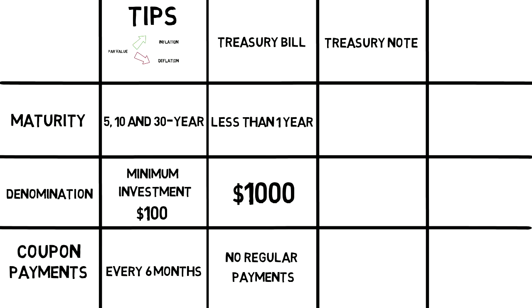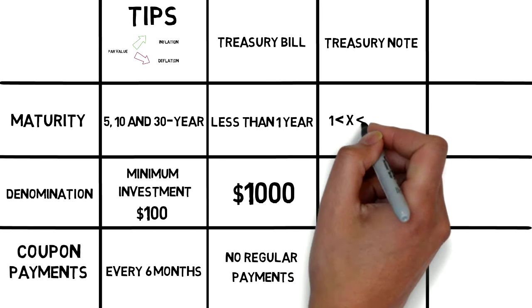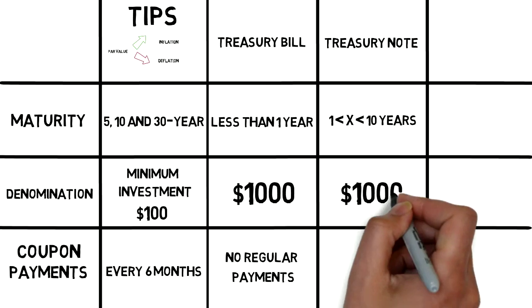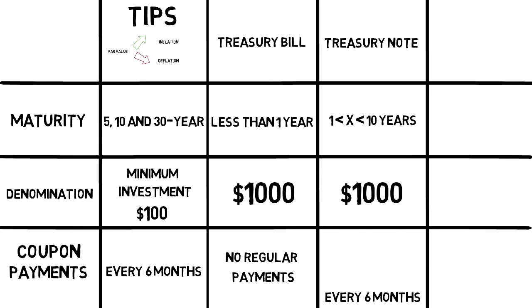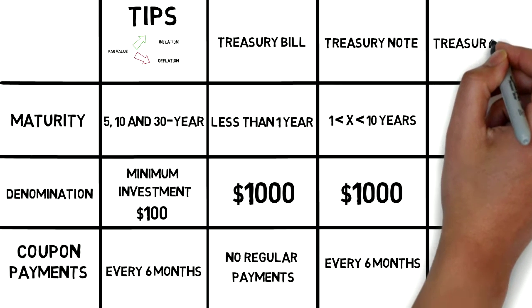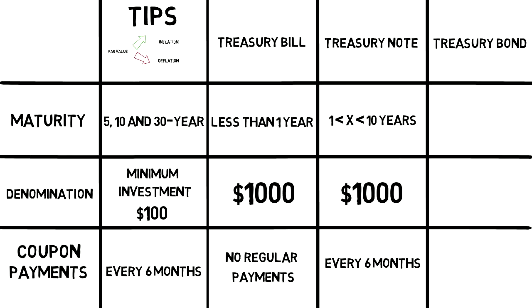Now we move to Treasury notes. A Treasury note is a debt instrument with a fixed interest rate and a maturity between 1 and 10 years. The 10-year T-note is the most widely traded. Interest payments on the notes are made every 6 months until maturity. The only difference between a Treasury note and bond is the length of maturity.